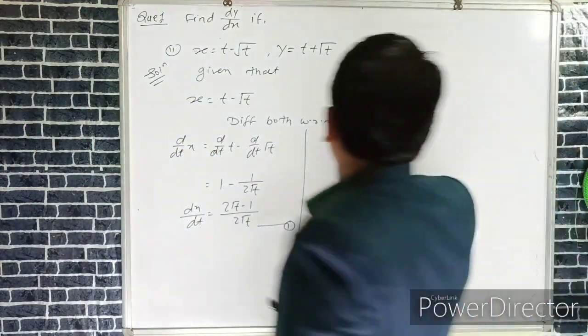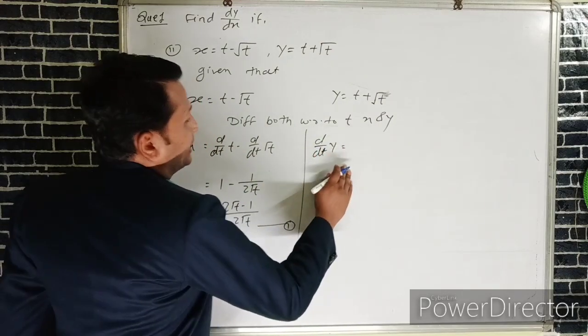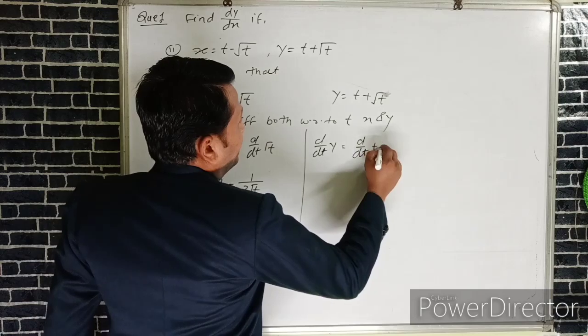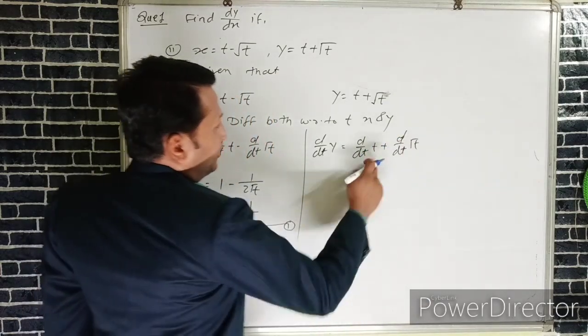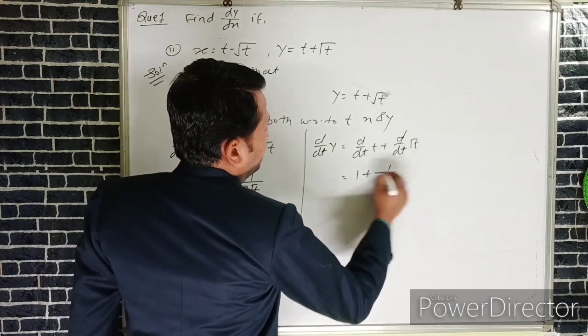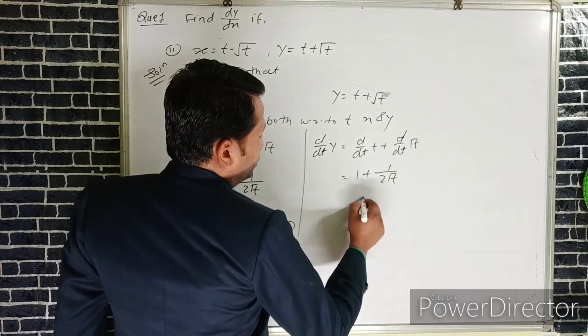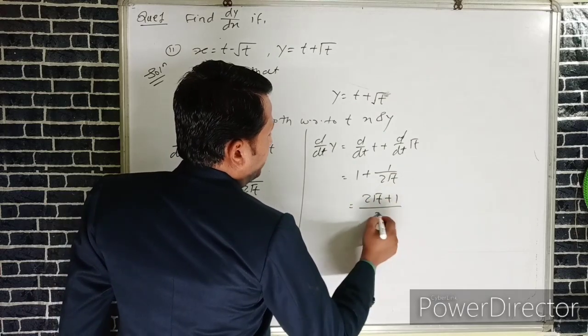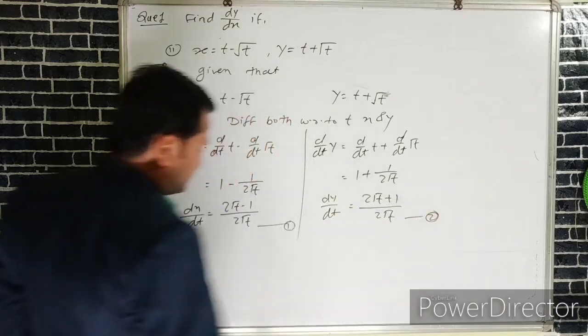Similarly, we can find the derivative of y with respect to t, which means dy by dt. Here, taking the derivative with respect to t of y, we write the derivative of t plus the derivative of under root t. Derivative of t is 1 plus derivative of root t is 1 upon 2 root t. Taking the common denominator, we can write (2 root t plus 1) upon 2 root t, which is the value of dy by dt, equation number 2.